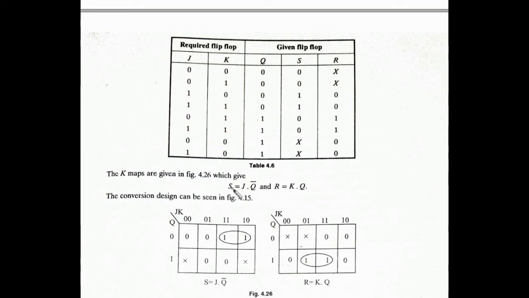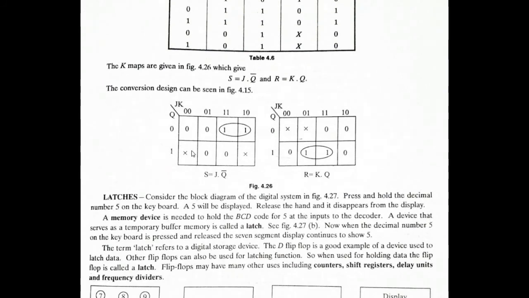Now from here we find the relationship between JK and SR: S equals J Q bar and R equals K into Q. So this is the relationship. Now we draw a truth table, excitation table, and here we find that there is only one combination, and we see that S equals J dot Q bar and R, reset, equals K dot Q.